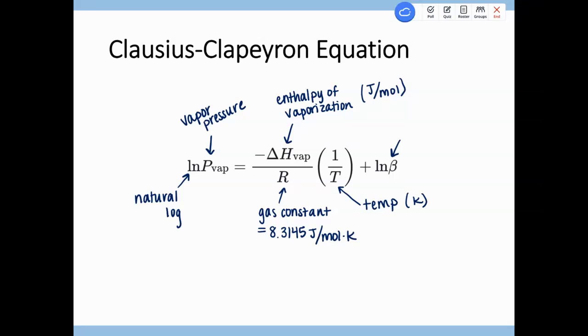And then natural log of beta. This is a constant that is unique to each liquid. So each liquid substance has its own beta, and then you can take that natural log of that constant.